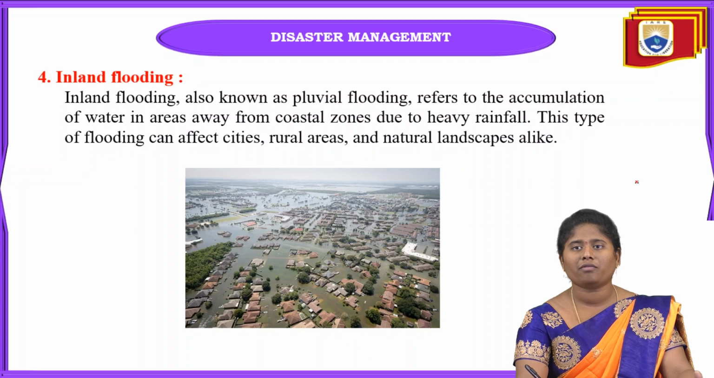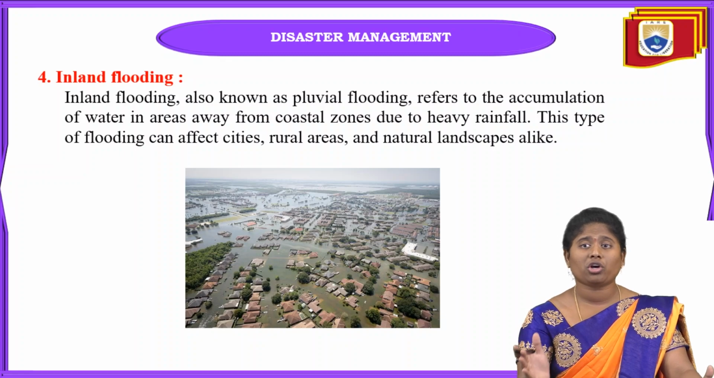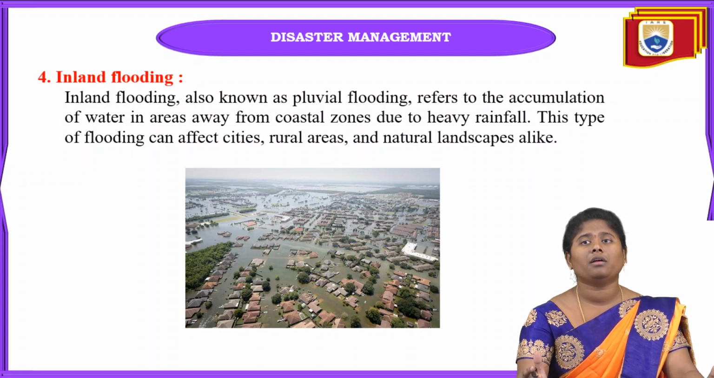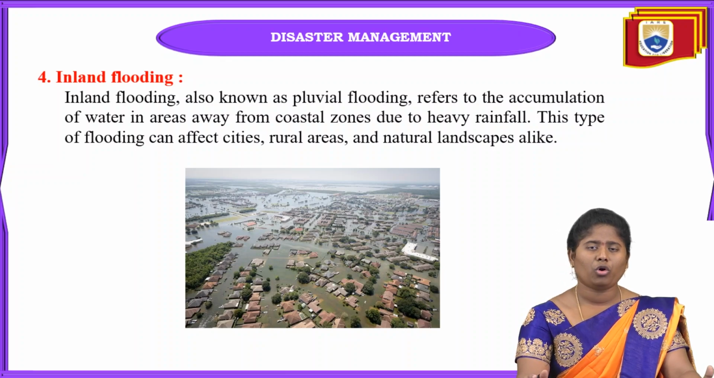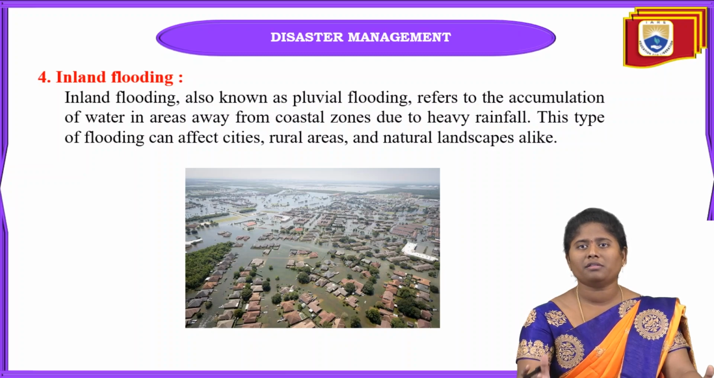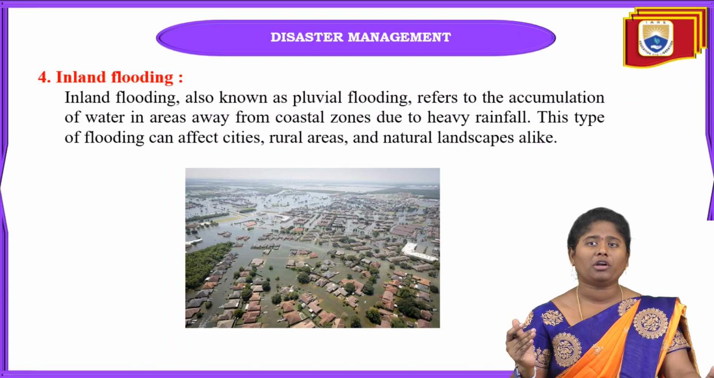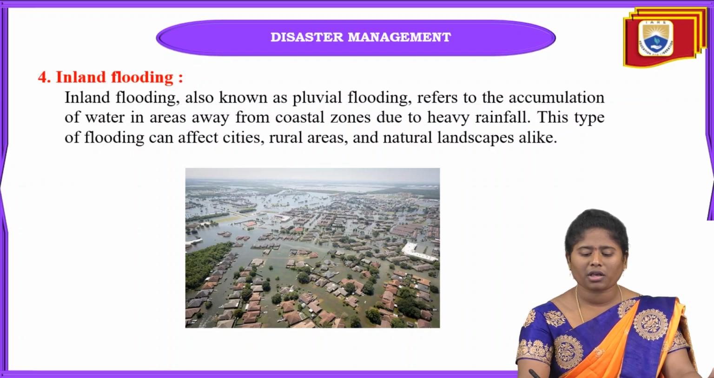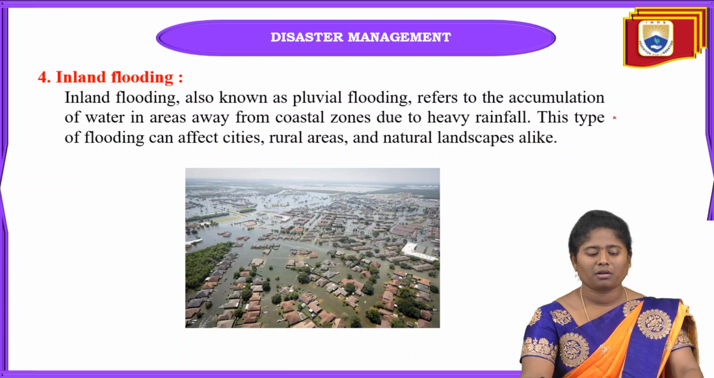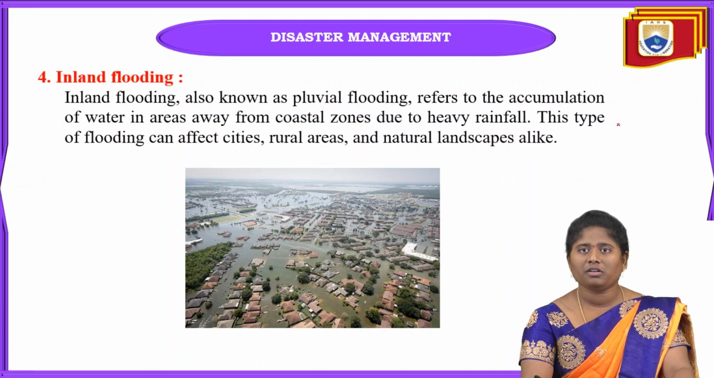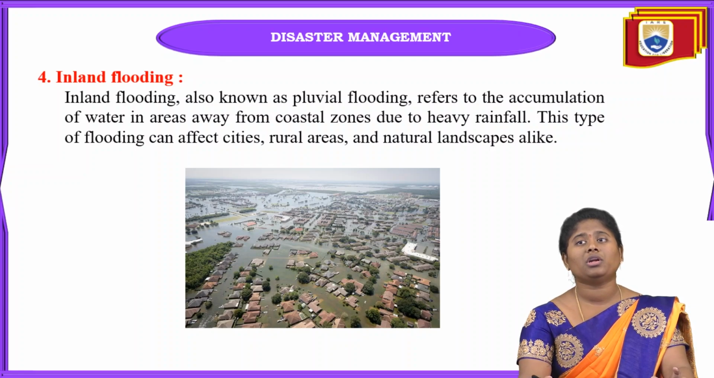Inland flooding can also be referred to as pluvial flooding, which is the accumulation of water in areas away from the coastal zones due to heavy rainfall. This flooding can happen in areas very far away from the water level, and due to heavy rainfall, it can happen in cities, rural areas, and also natural landscapes.